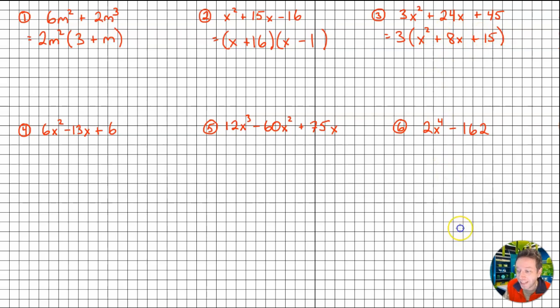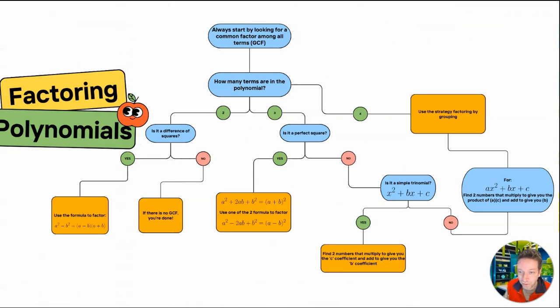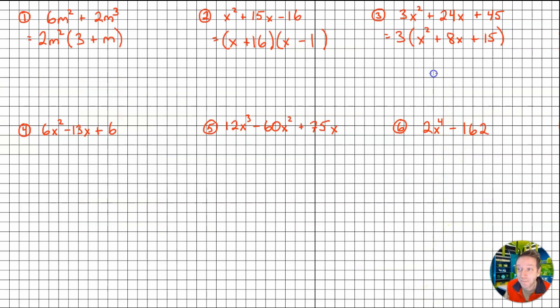And so now we're left with 3 terms, not a perfect square, but it is a simple trinomial. So we're going to do the same strategy as the previous one. So let's write our brackets. And I want 2 numbers that multiply to give 15 and add to give 8. So 5 and 3 work perfectly. So x plus 5 and x plus 3.